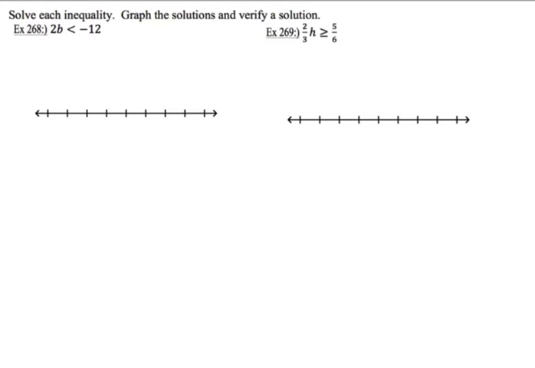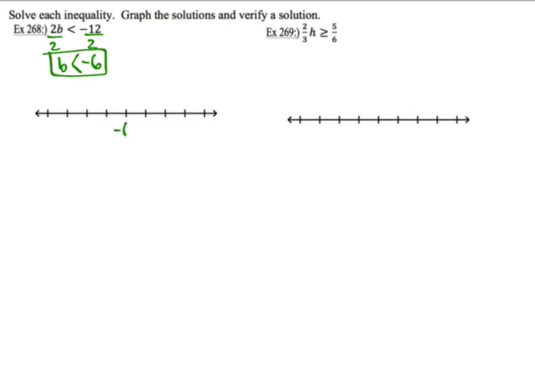So solve each inequality, graph the solutions, and verify a solution. So let's start with solving. We would divide by 2. Because we're dividing by a positive number, we don't need to do anything to the sign. We get b is less than negative 6.